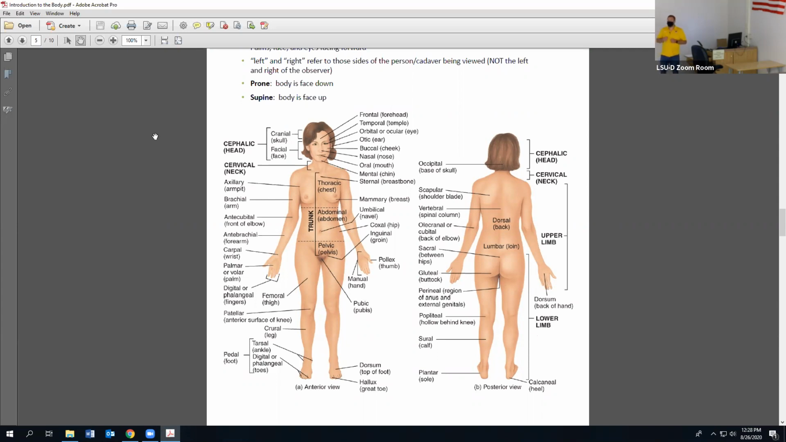These terms, you're absolutely going to need to know them. These pictures, you're absolutely going to need to know them. I can guarantee you'll see these pictures, at least one of the two, on your exam. There will be questions on your exam where I ask you, what's the anatomical term for the back of the elbow? And then you'd have a multiple choice set of answers to pick from.